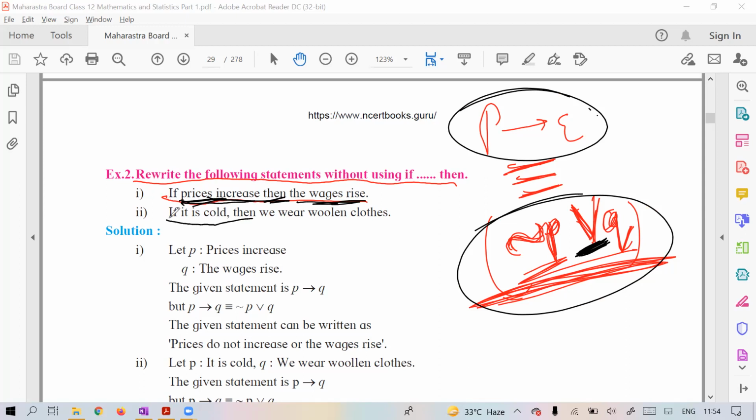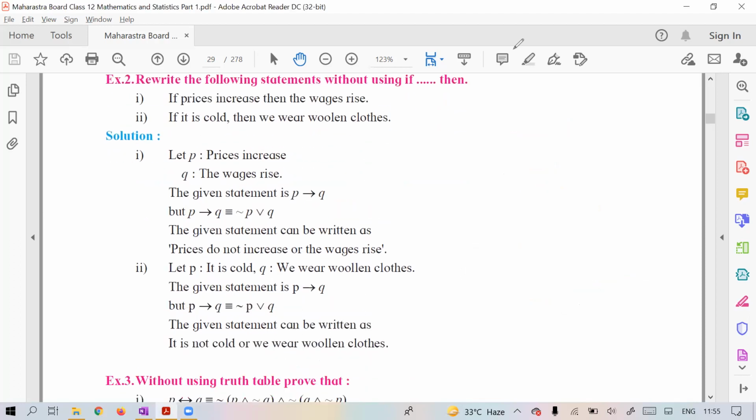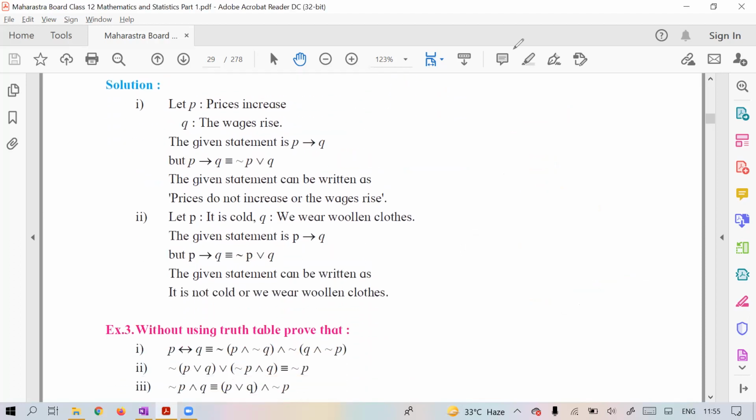If it is cold, then we wear woolen clothes. So see, not P means it is not cold, or we wear woolen clothes. So you can check the answer: it is not cold, or we wear woolen clothes.